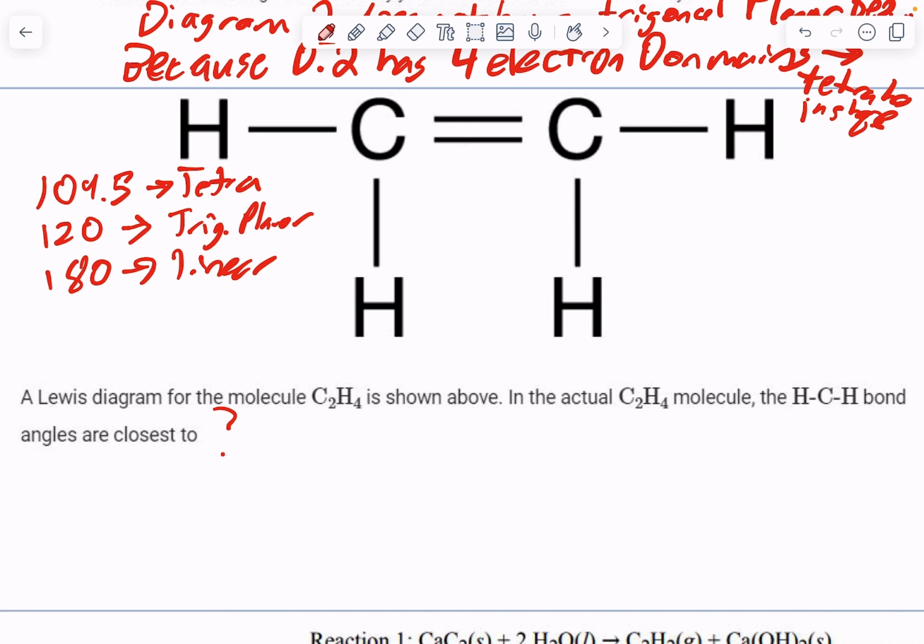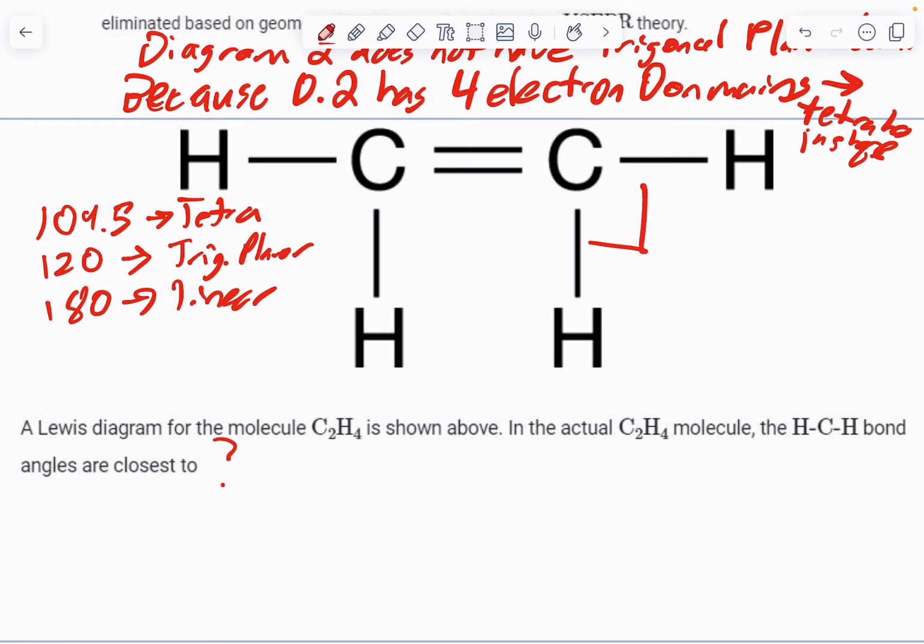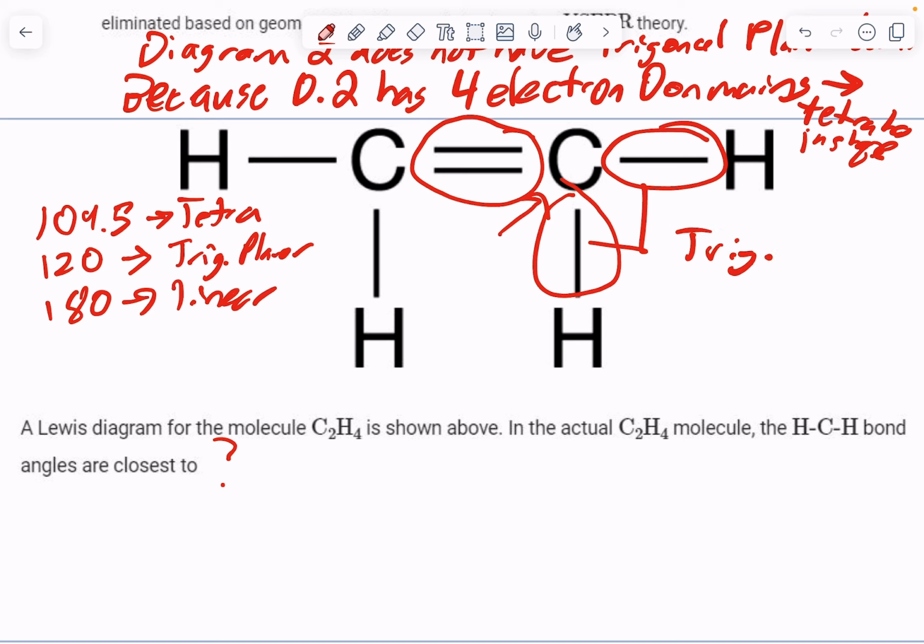In this case, they're making it look like the HCH bond is like 90 degrees. But they are trying to trick you. That is not the right angle. Instead, we have to look here. Okay, what kind of shape is this carbon forming right here? It has 1, 2, 3 domains. So this is a trigonal planar shape, which means we have 120-degree angles. Okay, and this one doesn't ask for why. It just wants to know what bond angles are closest to. So I'll just say 120 degrees.